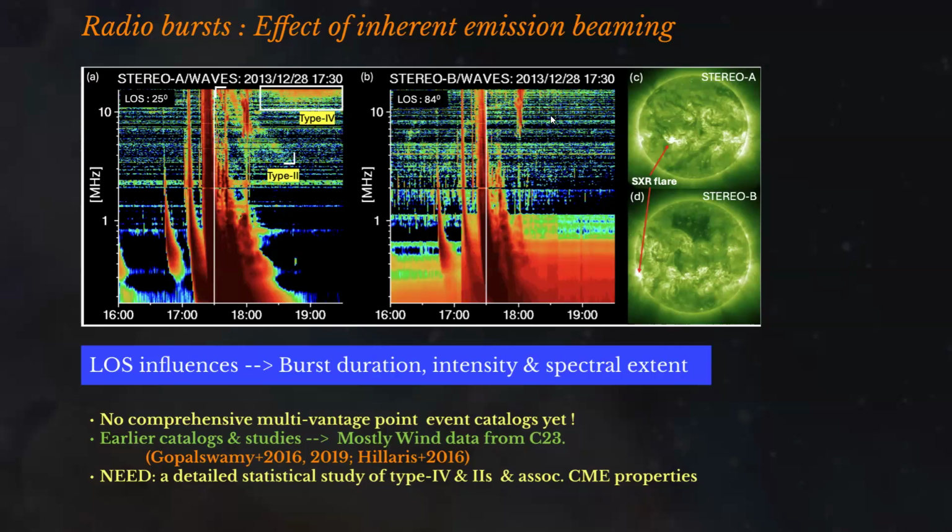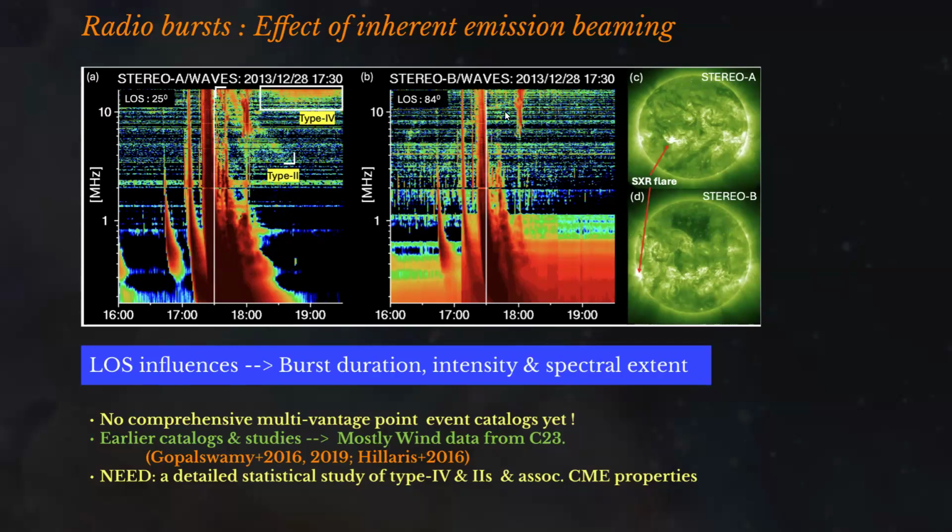And this is the same event observed from STEREO A and STEREO B. These two are observed by the STEREO spacecraft. The good thing about the STEREO spacecraft is that they give you multi-vantage point observations of the same flare. When one is observing from the right, the other is observing from the left. As you see here, the flare was on disk in STEREO A, and there you see this nice drifting burst and the propagation of the electron beam. But at the STEREO B vantage point, where it is more towards the edge and not directed towards you, you don't see both the bursts.